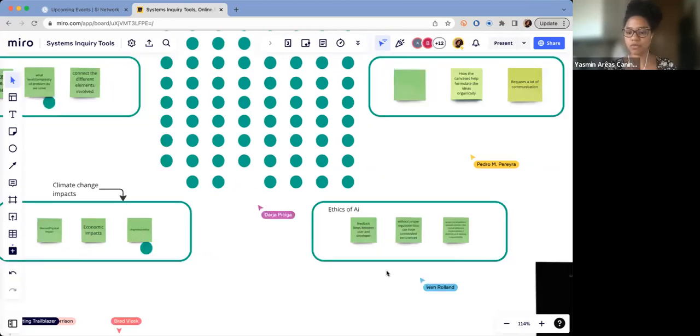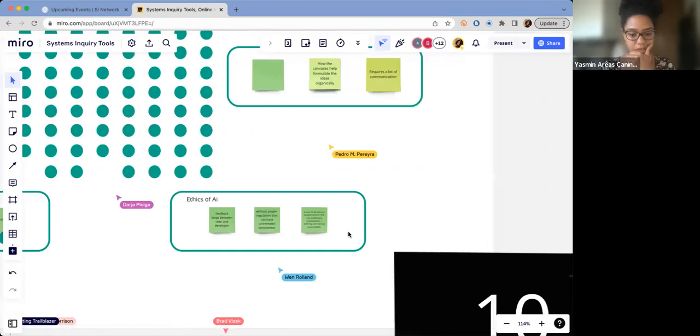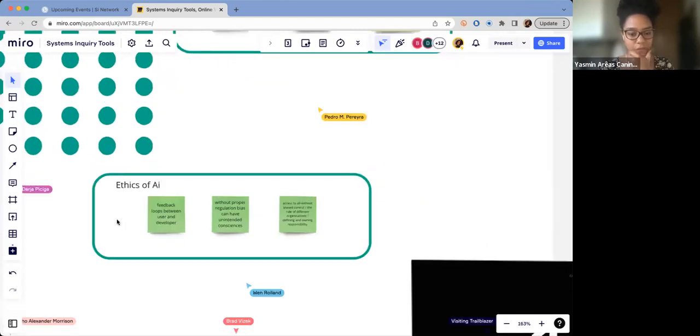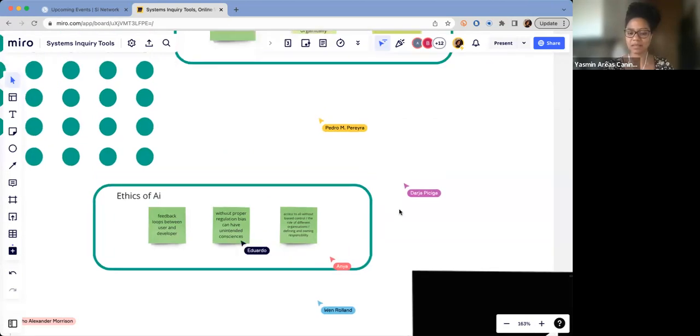We can move to group 3. We have here, okay, feedback loops between user and developer. Without proper regulation, bias can have unintended consequences, and access to all without biased control, the role of different organizations, defining and owning responsibility. Okay, would you like to expand on that?